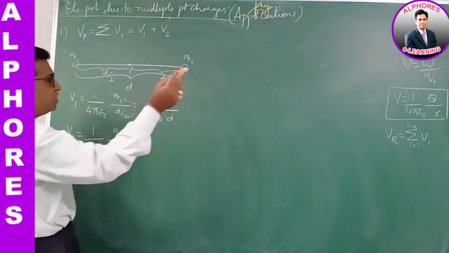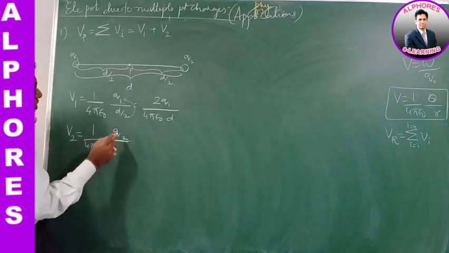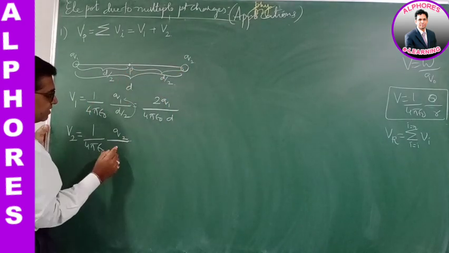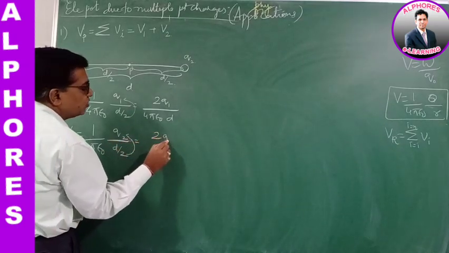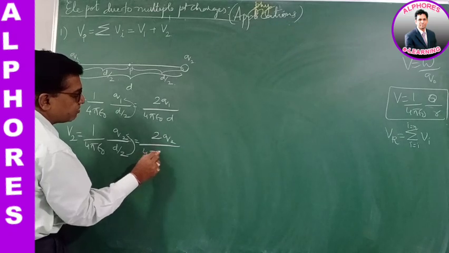So therefore, the potential due to the second one is 1 by 4 pi epsilon naught Q2 by the distance from it, which is D by 2. Now 2 goes up, so it is again 2 Q2 by 4 pi epsilon naught D.